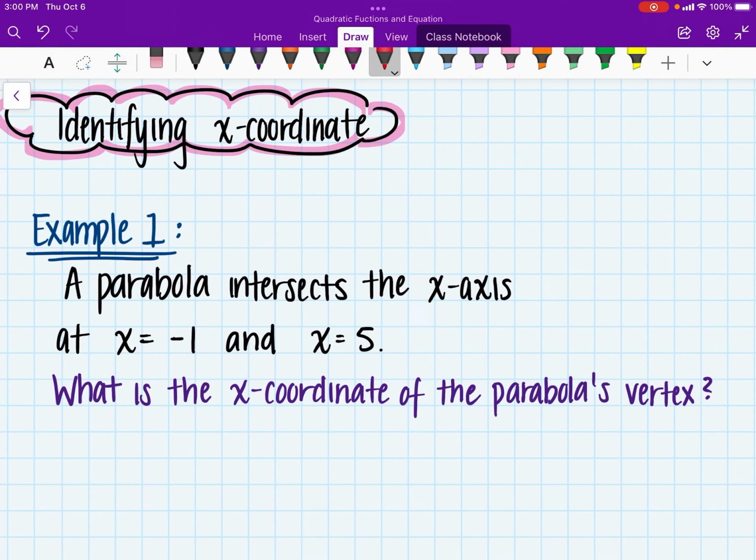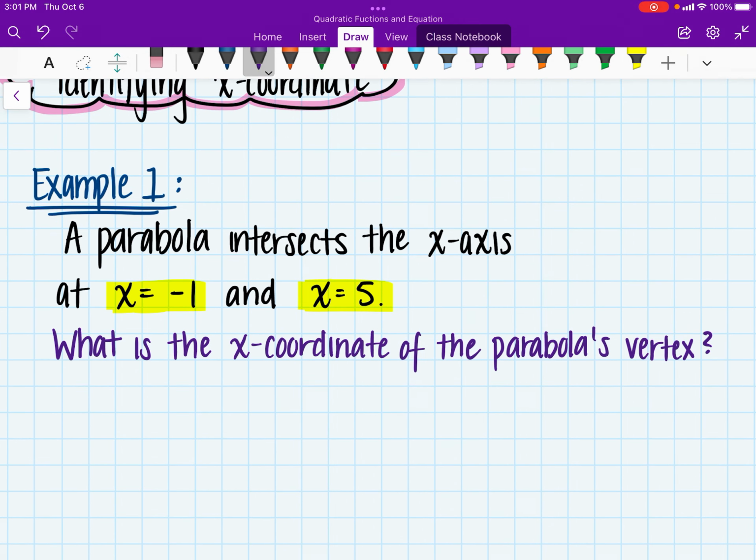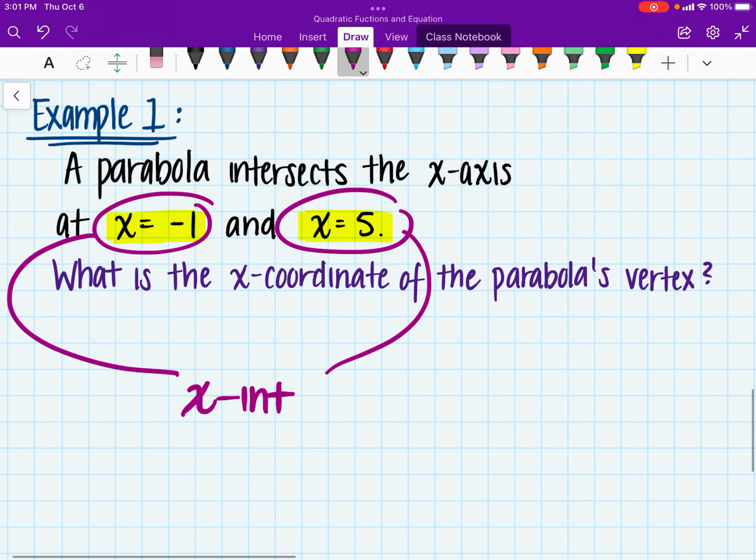In example number 1, it says a parabola intersects the x-axis at x equals -1 and x equals 5. What is the x-coordinate of the vertex of the parabola? First off, let's go ahead and identify what we're given. We're told that there are two points that cross the x-axis. These points specifically represent our x-intercepts. So we actually have two x-intercepts, right?